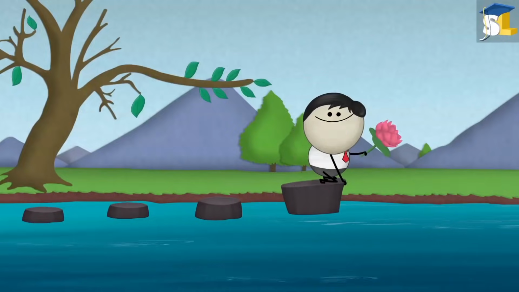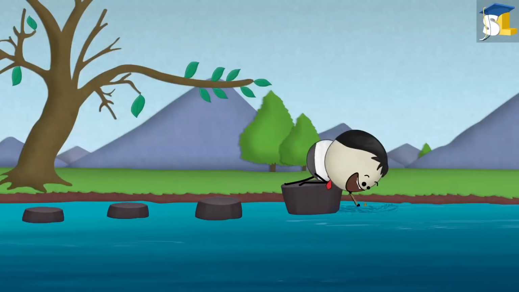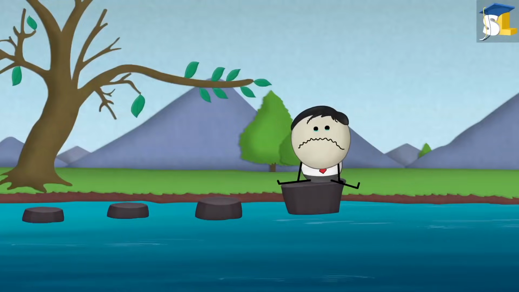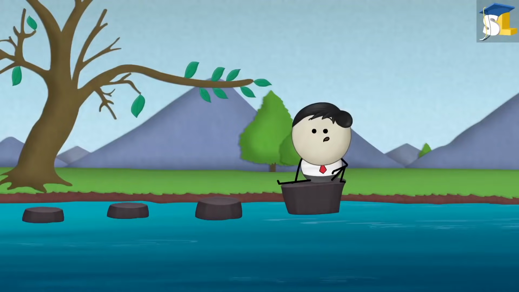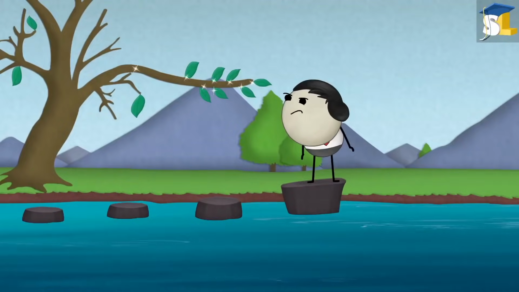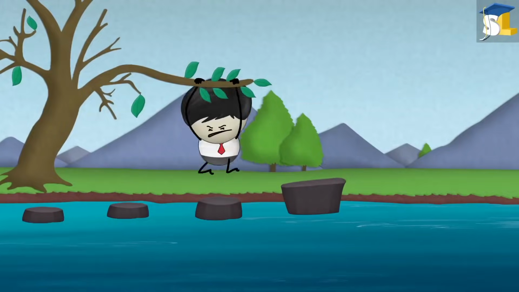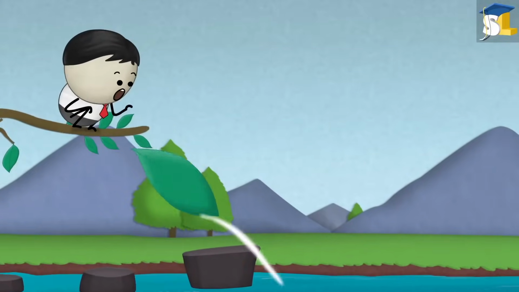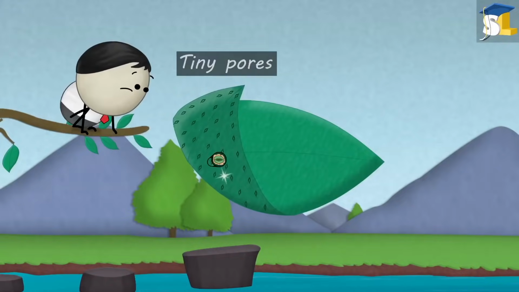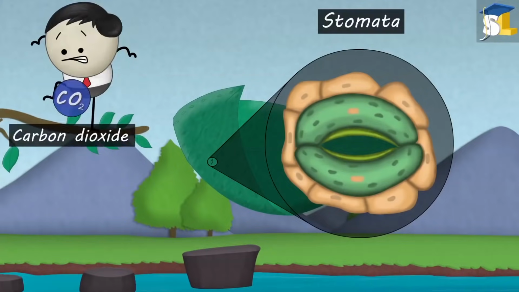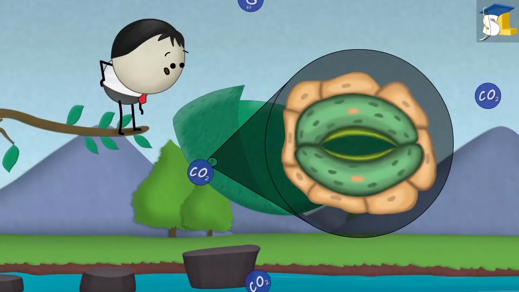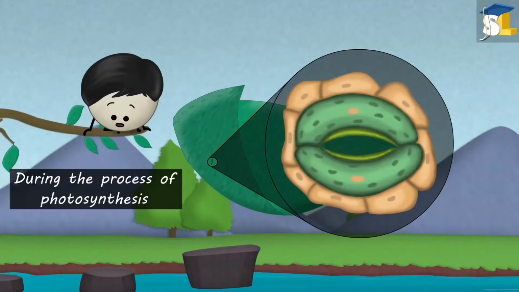Fine, don't listen. Look, you spoiled it totally. Alright, now don't cry. To understand why this happened, you need to first learn about stomata. On the lower side of the leaves, tiny pores called stomata are present. They help the leaves to take in carbon dioxide from the air during the process of photosynthesis.